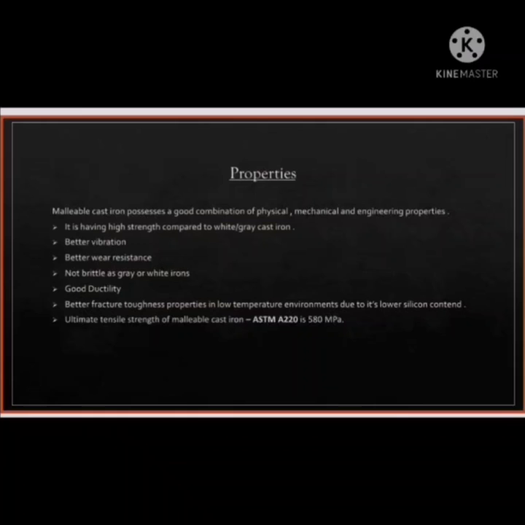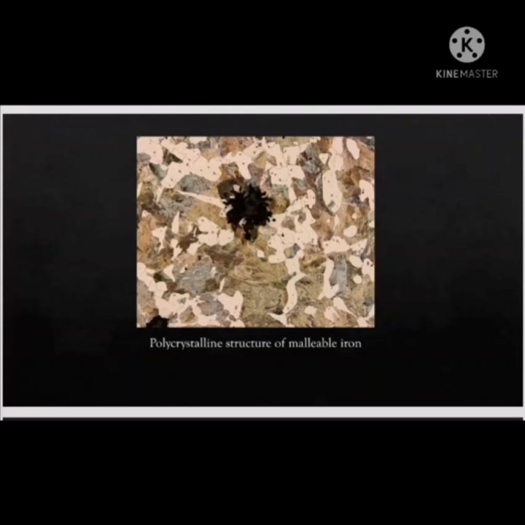Its properties are: it has high strength compared to grey cast iron, better vibration damping, better wear resistance, and malleable cast iron is not brittle like grey or white irons. Then it has good ductility. Malleable cast iron is 580 megapascal. Now as you can see in the image, this is the polycrystalline structure of malleable iron viewed in a microscope.